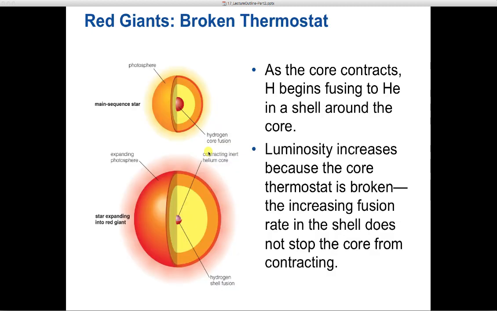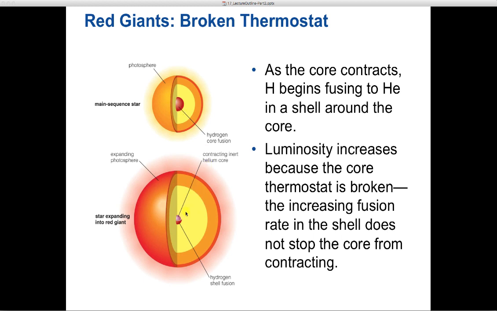How is that happening? So again, as the core contracts, once hydrogen is fused into helium and you've got just this inert helium core, that core gets squeezed, gravity causes it to get hotter, but now it gets hot enough around the exterior of the core for there to be a shell of hydrogen that starts burning into helium.